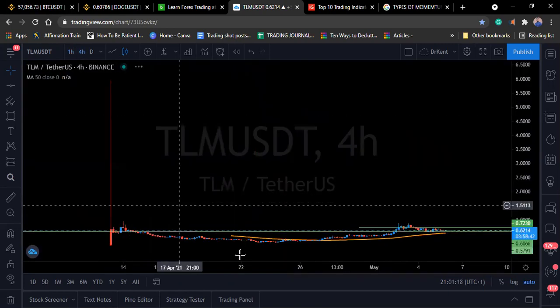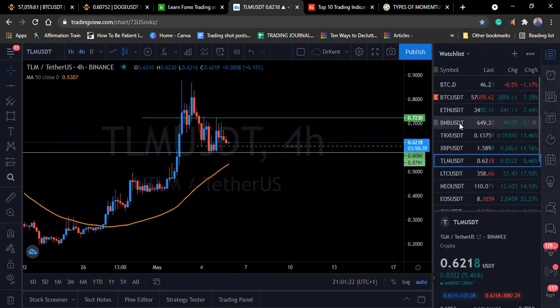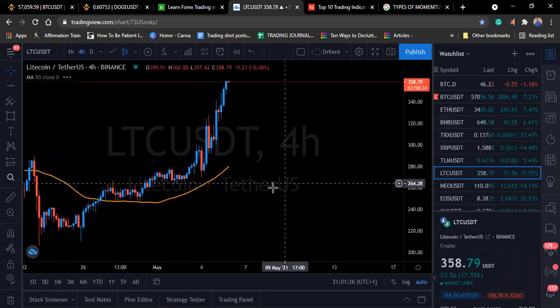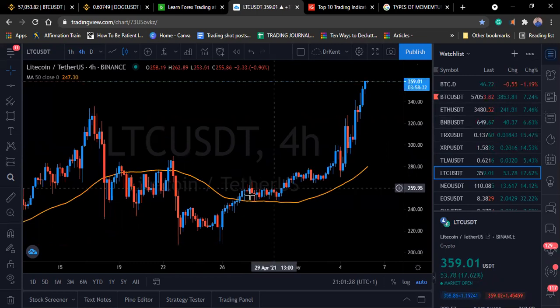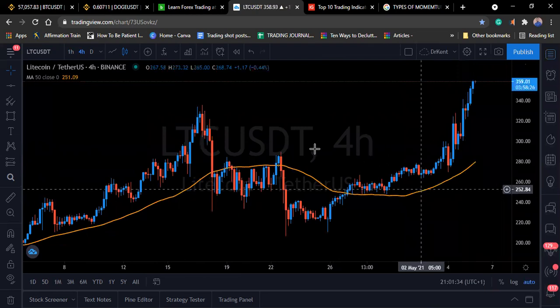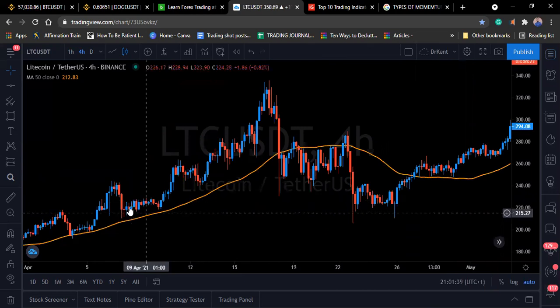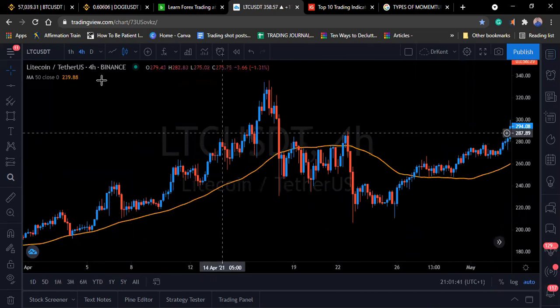For example, you could say, I'm trading based off, sorry, let's use Litecoin. Okay, so if you're trading based on an indicator, you're doing indicator-based trading, meaning your strategy will be that if price is above this indicator, this yellow line, I'm going to be buying.